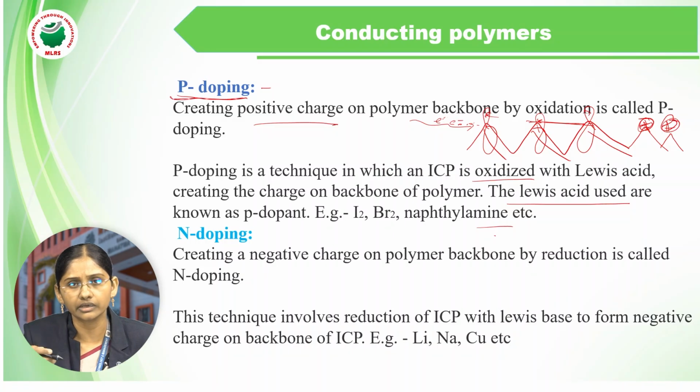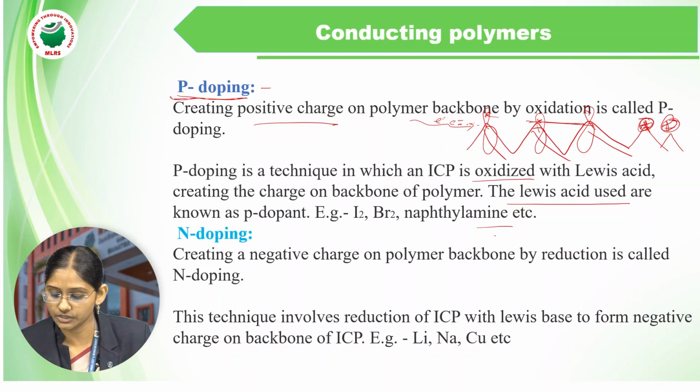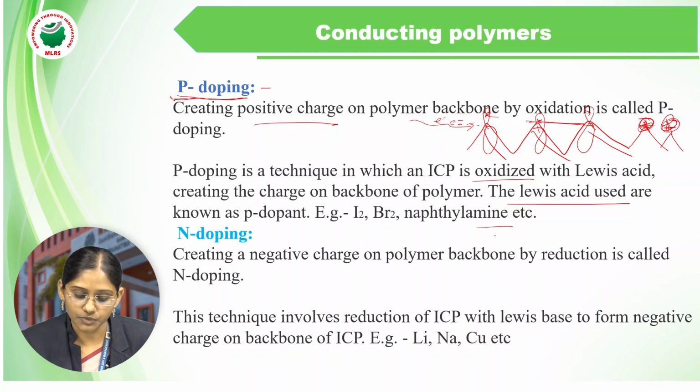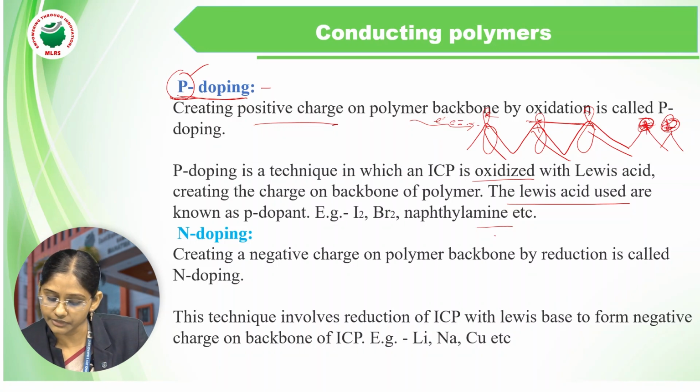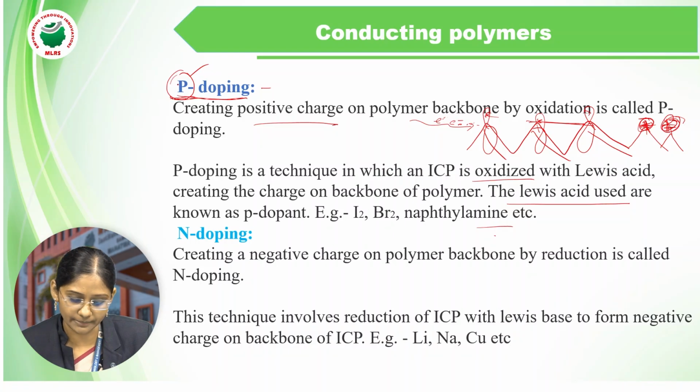Doping in the sense we are adding or removing some external ingredient. Here we have created which charge? Positive charge. We have created a positive charge here, and that's why it is called p-doping. P means positive here. Clear? So a positive charge is created, that's why it is called p-doping.